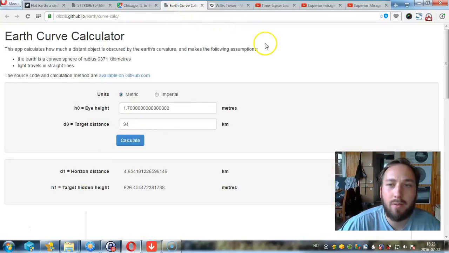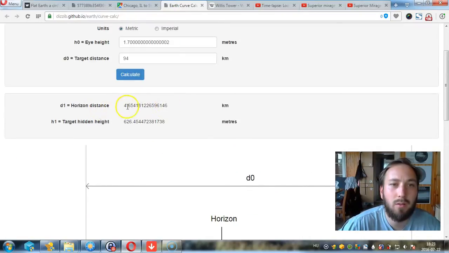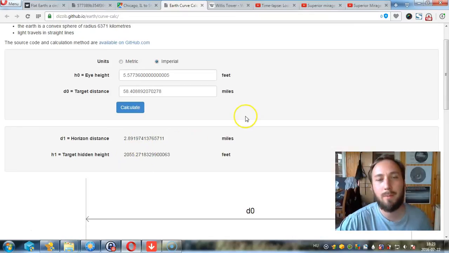By calculating the Earth curvature, this should not be seen. Okay, 94 kilometers, and probably the guy is about 1.7 meters high or 5.57 feet. Here's the result. The target should be 626 meters below what you can see, below the horizon, or 2,055 feet.